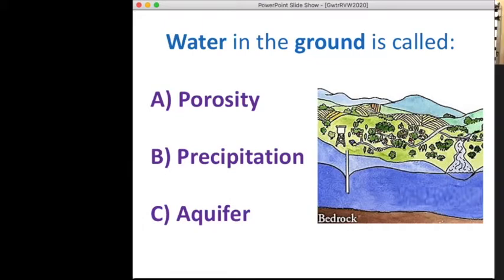All right, good job. So the correct answer was C, aquifer. And we can only have an aquifer if the soil is porous, if there's holes in it. And when it rains, that's precipitation. It goes into the ground, and we call that an aquifer. Excellent. Let's do another one.